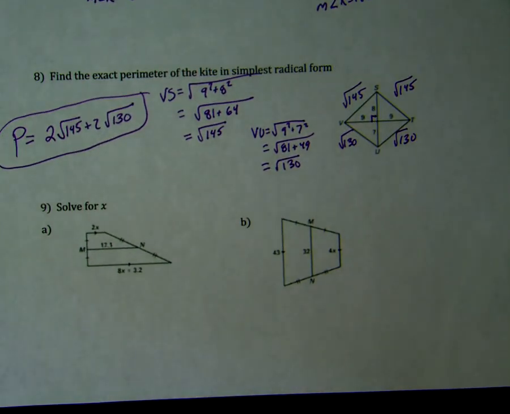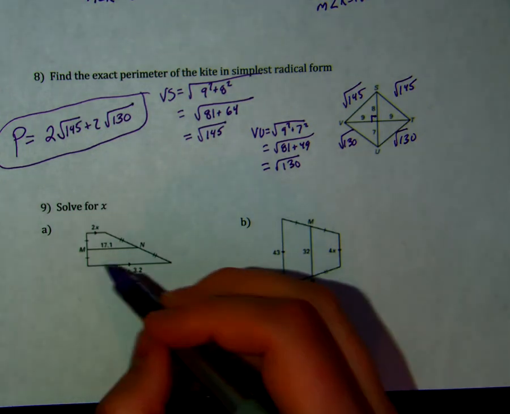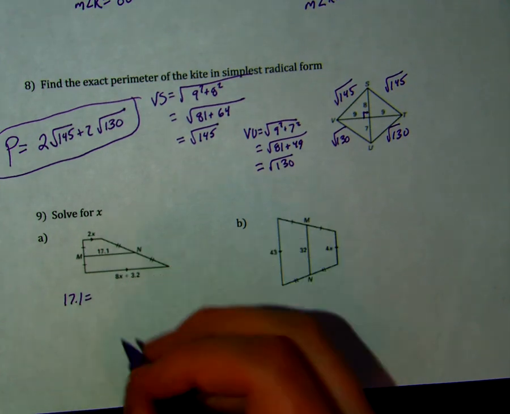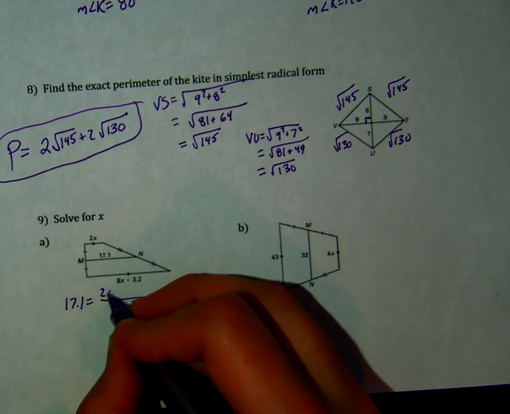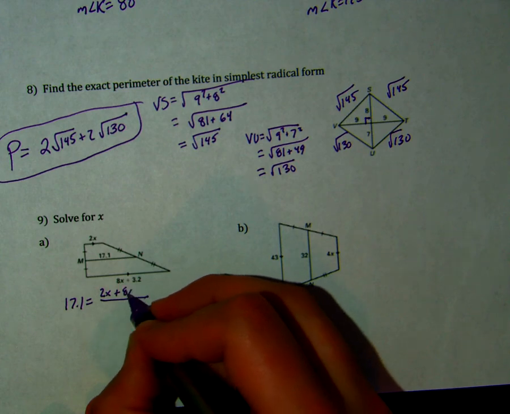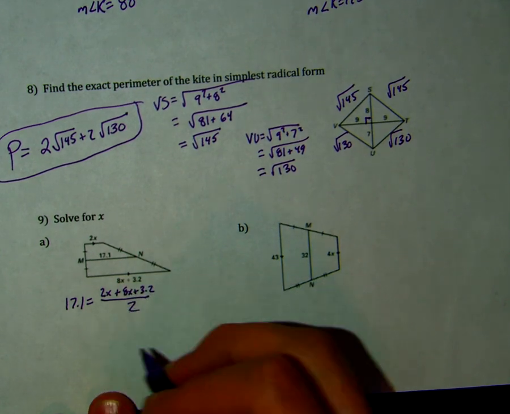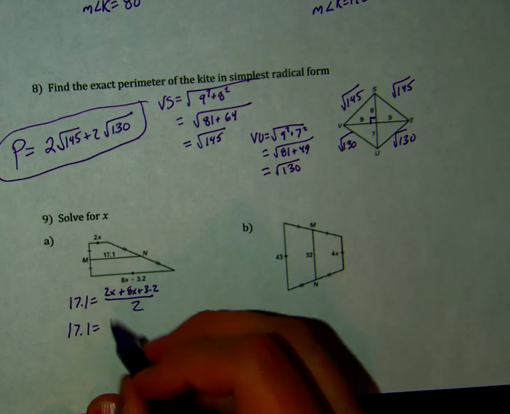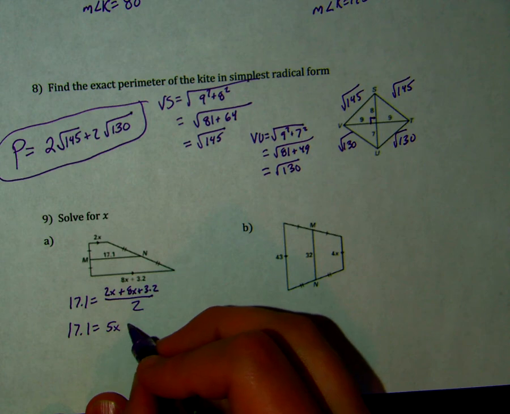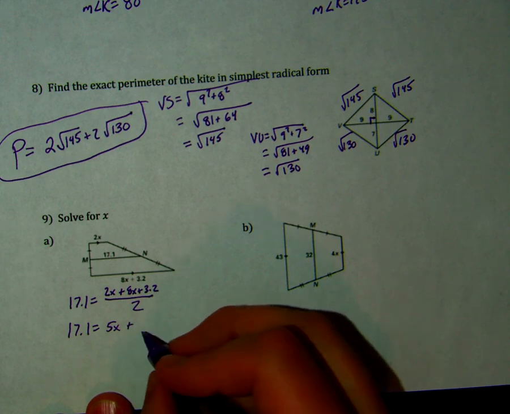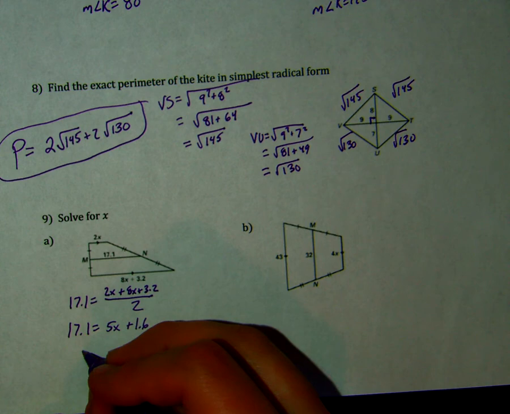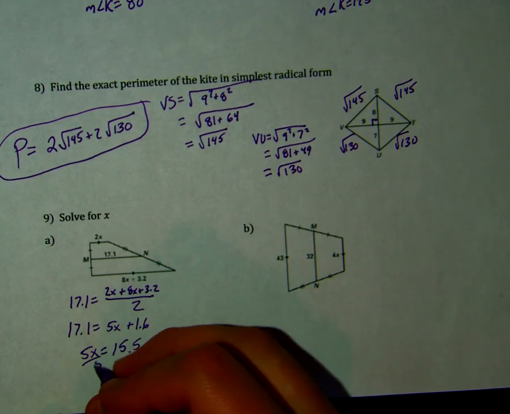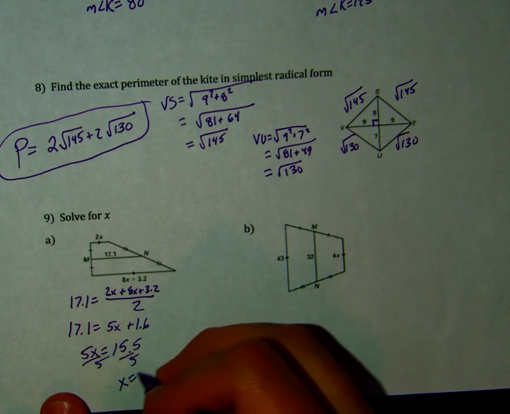Last 2 questions here are mid-segment questions. Okay, so again, the mid-segment of the trapezoids is the average of the bases. So 2x plus 8x plus 3.2 divided by 2. These are actually all kind of even, so I can divide these in half. So this is 10x, half of that is 5x. 3.2, half of that is 1.6. We can subtract the 1.6. We have 5x equals 15.5. Dividing by 5, x is 3.1.